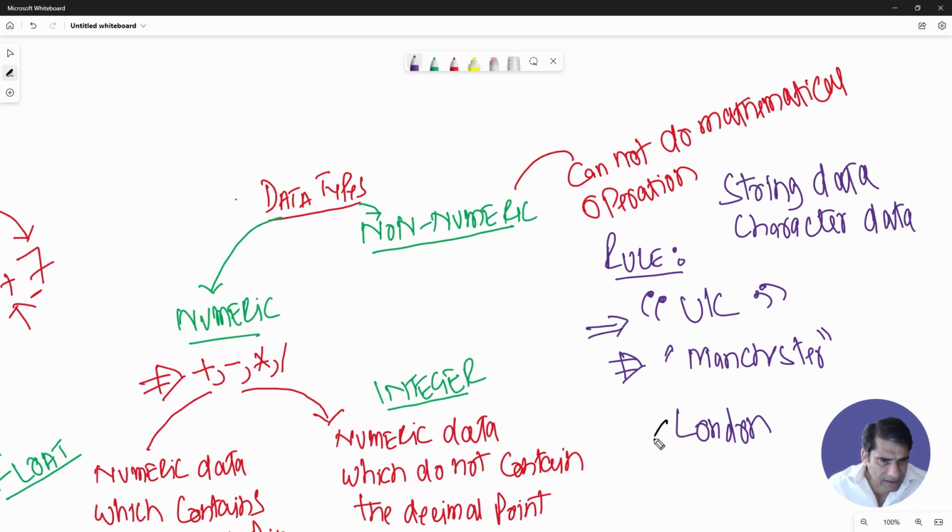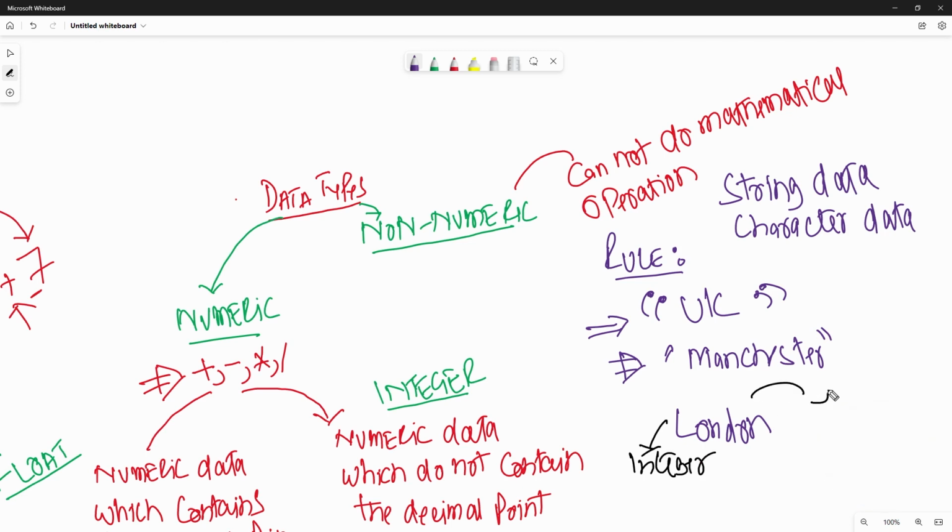Is this integer data? No. Is it float data? No, because for the integer data, it is not following the rules. The integer data only can contain digits and plus minus sign. Is it float data? No, because float data only can contain digits, plus minus sign and decimal point. So it is not the float data. It is not the integer data. Is it the string or non-numeric or character data? No, it is not.